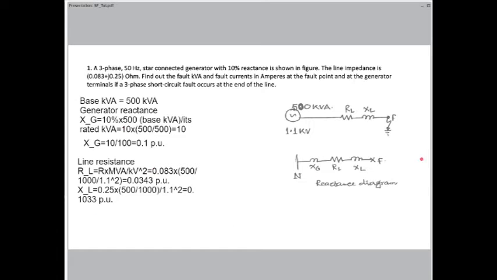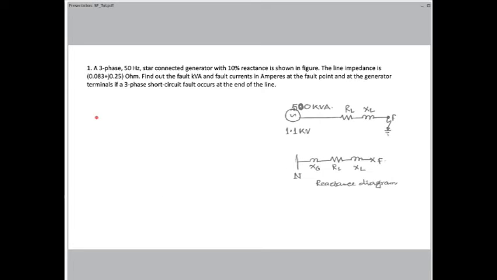So now, once we have this reactance diagram, the next step is to calculate the total reactance up to the fault point. Meaning we look at the reactance diagram now, and starting from the neutral bus or neutral point, we go to the fault point and find out what the total reactance is. So you see what the reactances are and how they are connected.